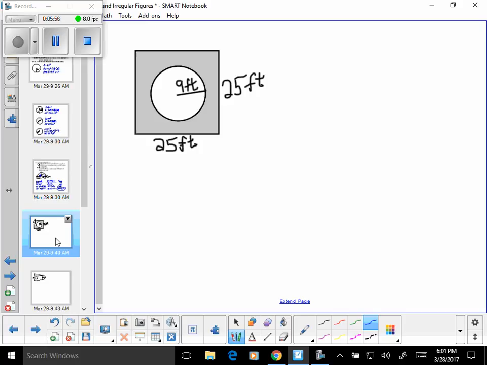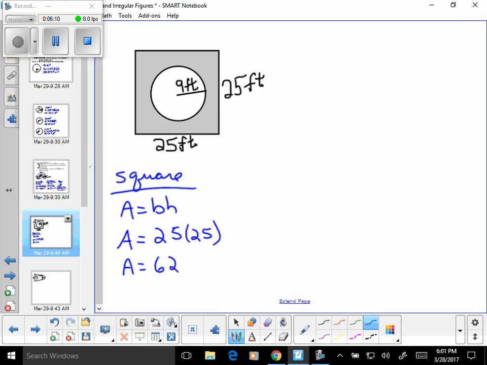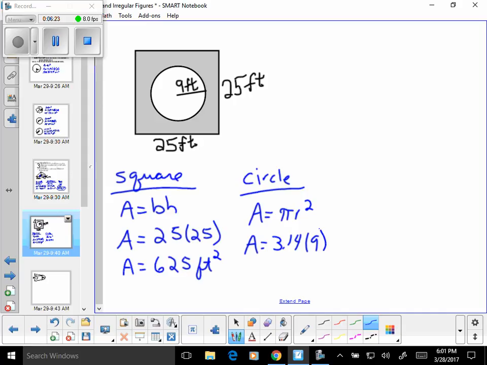So I look at the one area and I see a square. So I'm going to use area equals base times height. 25 times 25, and my area is going to be 625 feet squared. I have the circle. Well, the circle is pi r squared, so I'm going to use 3.14. My radius is 9. And I'm not going to round this one off, since it will come out pretty evenly at 254.34. Again, feet squared.